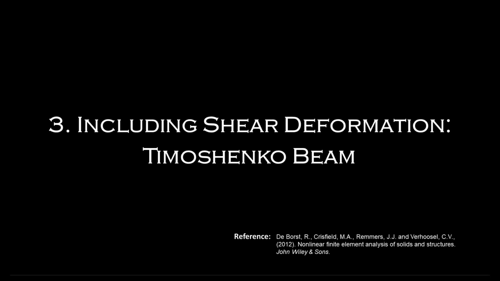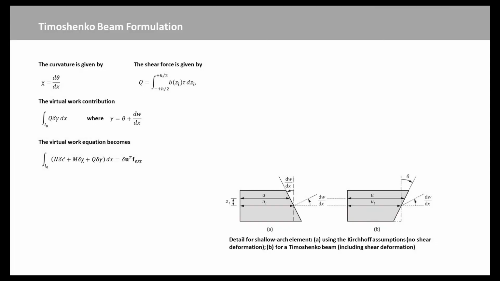As an alternative to using the Kirchhoff hypothesis, we can adopt a Timoshenko beam formulation, which includes shear deformation. As a consequence, theta, the rotation of the normal to the center line, becomes an independent variable, and the curvature is given by chi equal to d theta over dx. Then we define the shear force and the virtual work contribution with the shear strain gamma defined as theta plus dw over dx. It must be added to the virtual work equation.